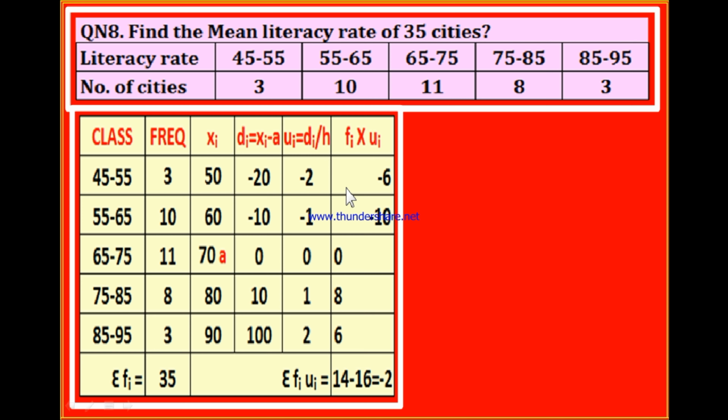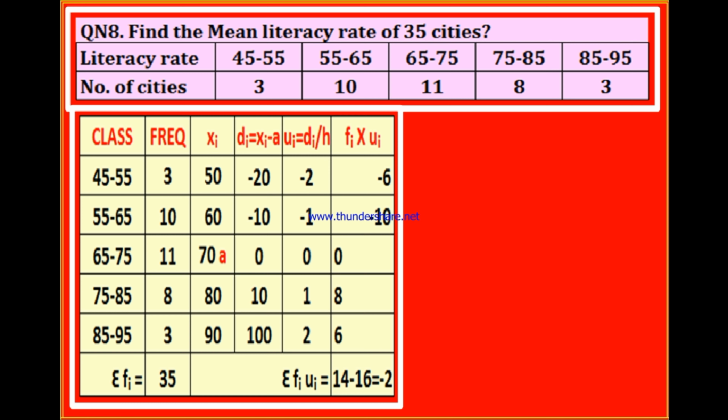If you observe this, I wrote all positive values in one row and negative values in a separate row in order to add them. Sigma fi ui is equal to 8 plus 6, 14. Minus 6 minus 10, minus 16. What is 14 minus 16? This is minus 2. Sigma fi ui is minus 2, sigma fi is 35 and a is equal to 70. Clear?